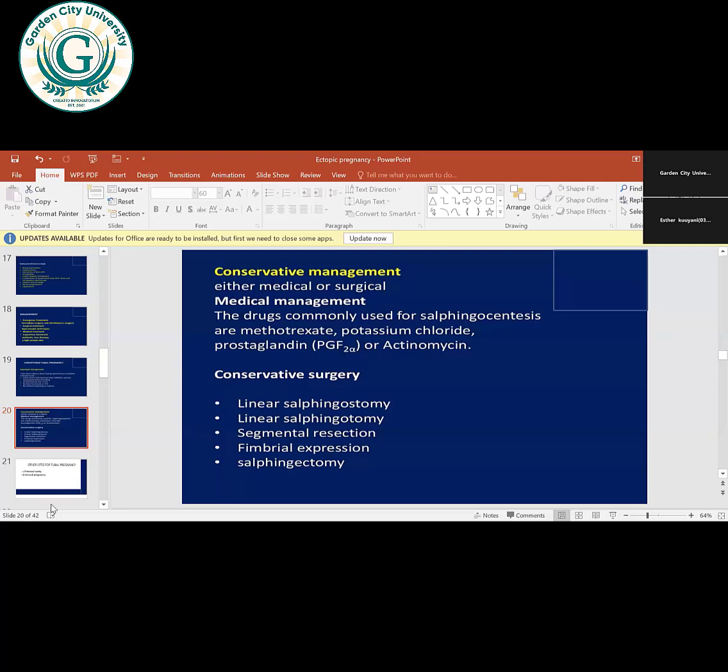Linear salpingostomy. Segmental resection. Fimbrial expression. Then salpingectomy. Those are the different repairs that I was saying, in answer to what happens to the tear. When you open into the fallopian tube linearly, you have to close it up.